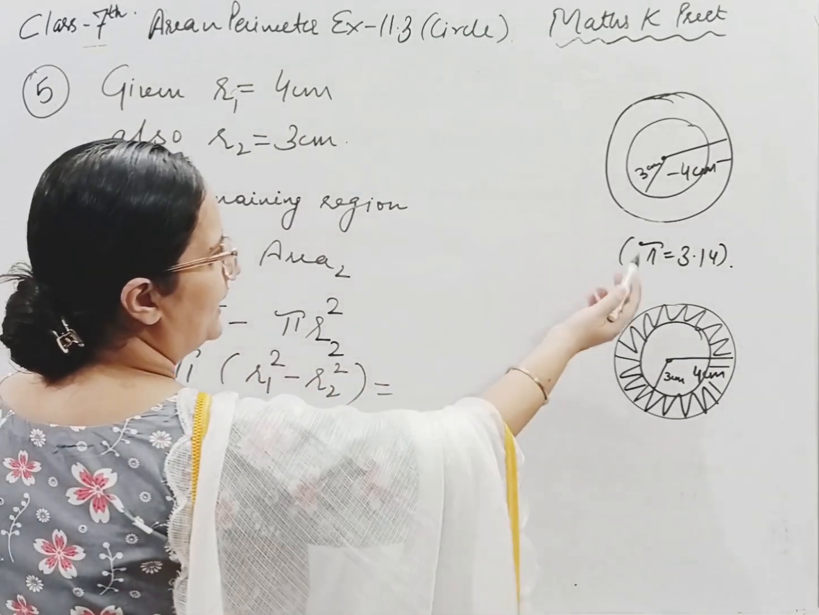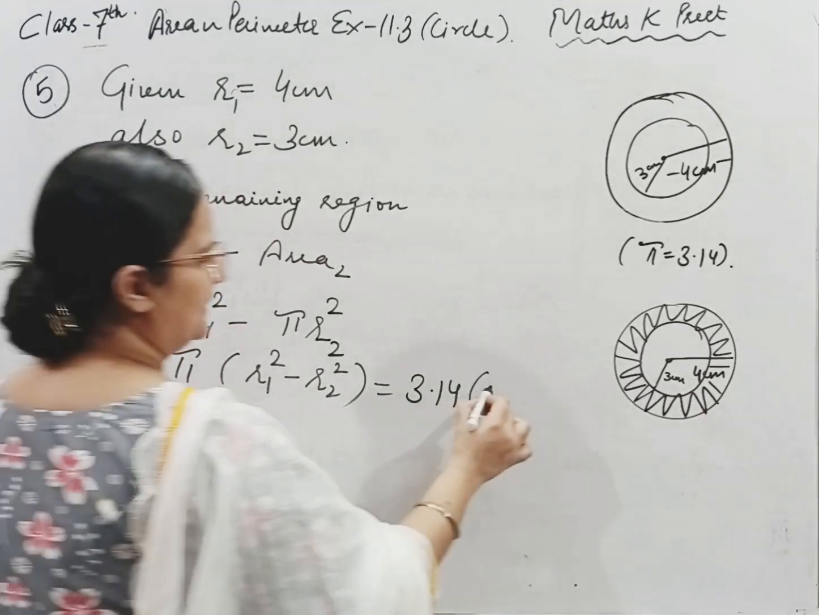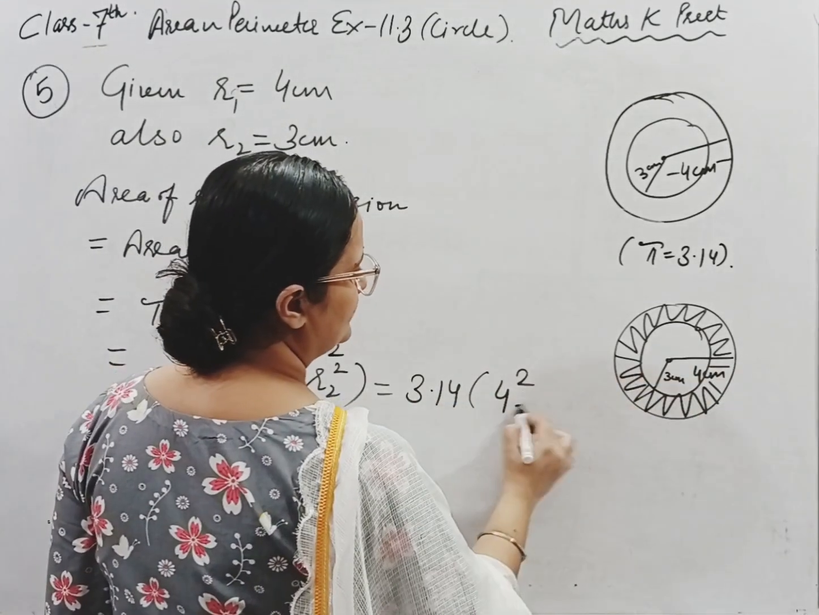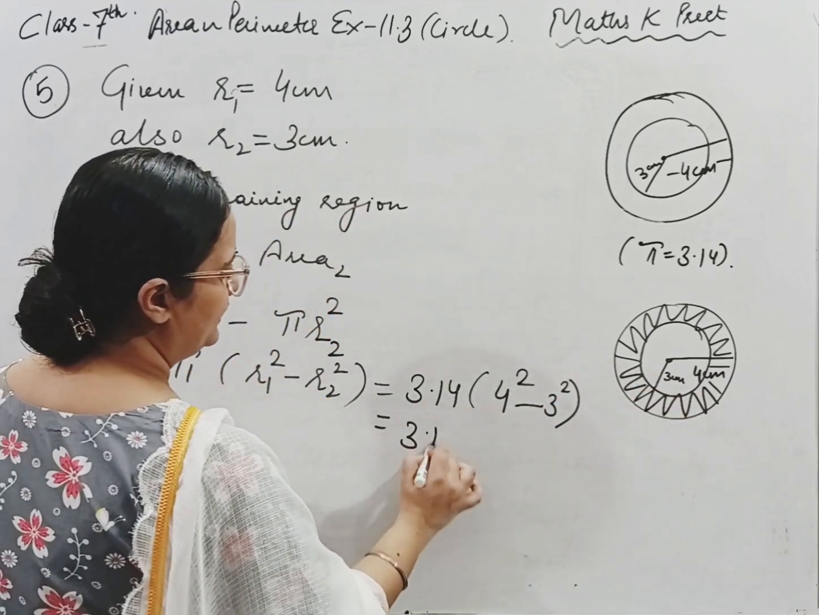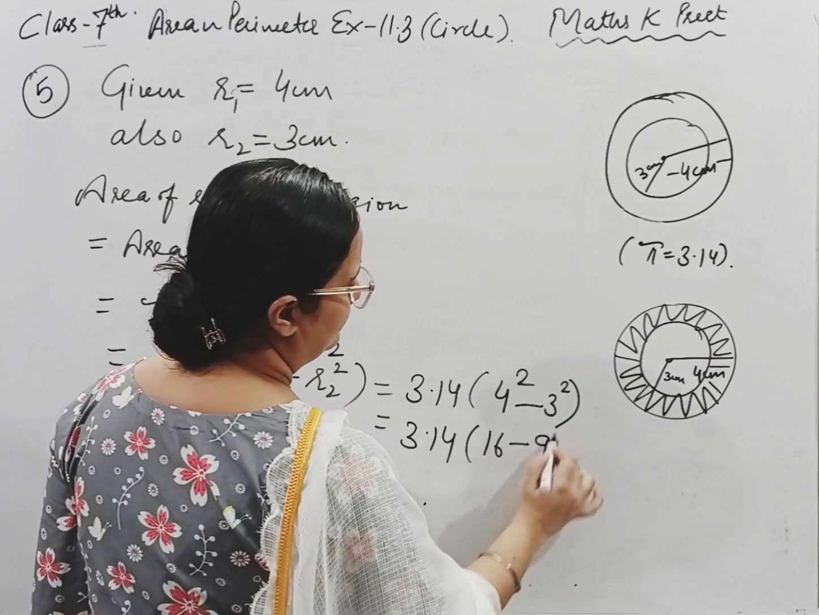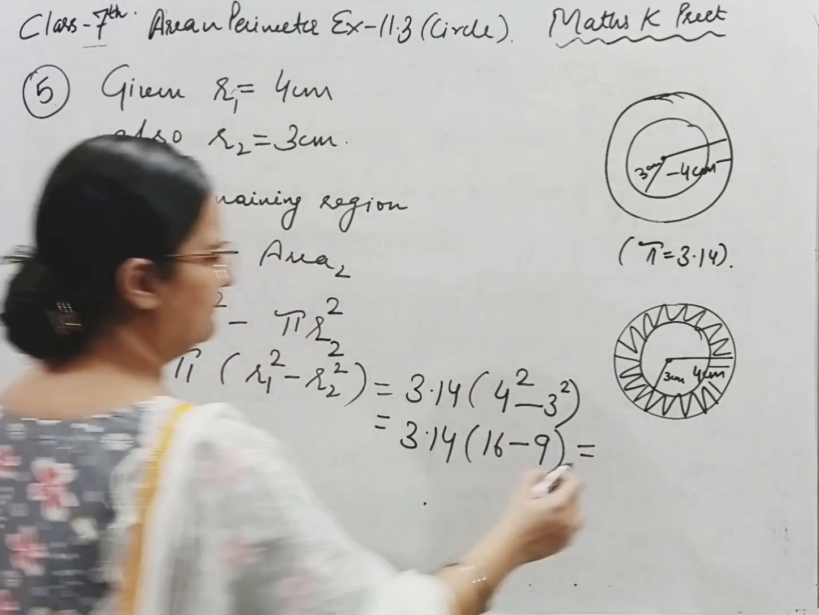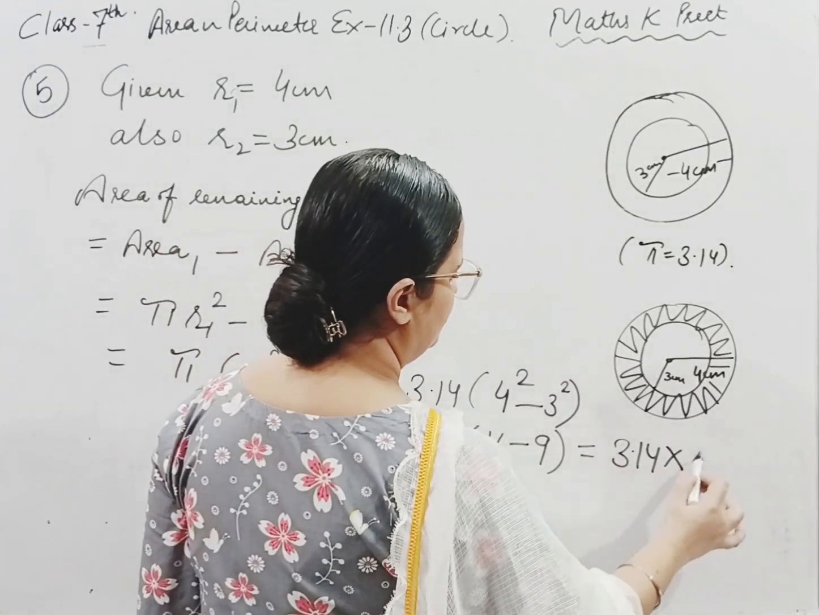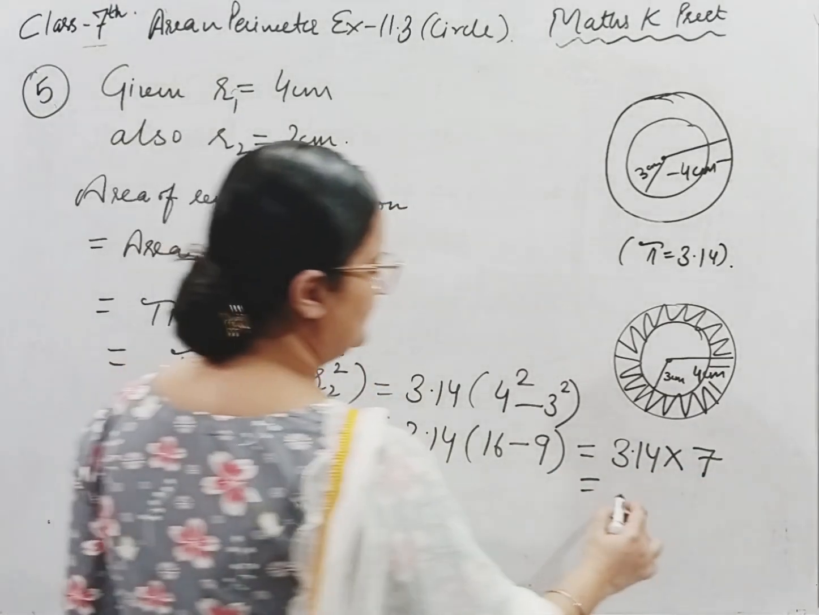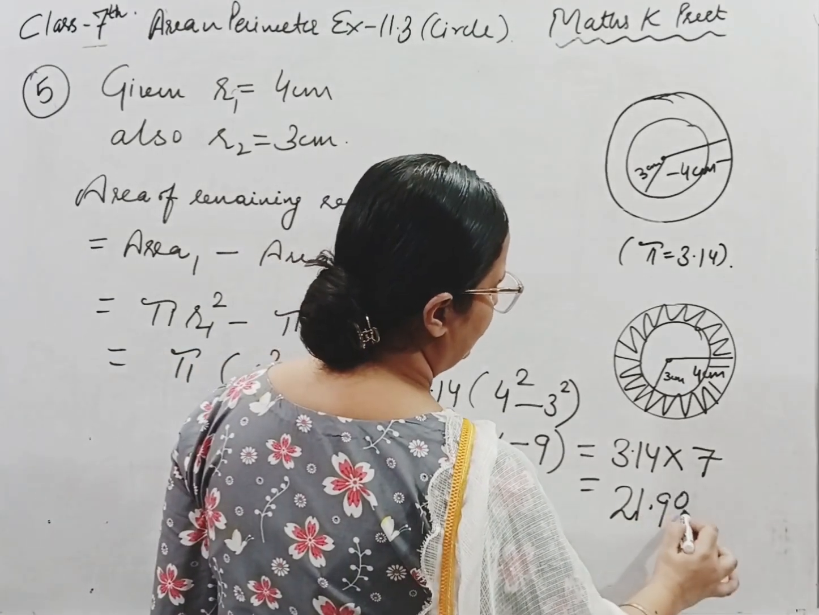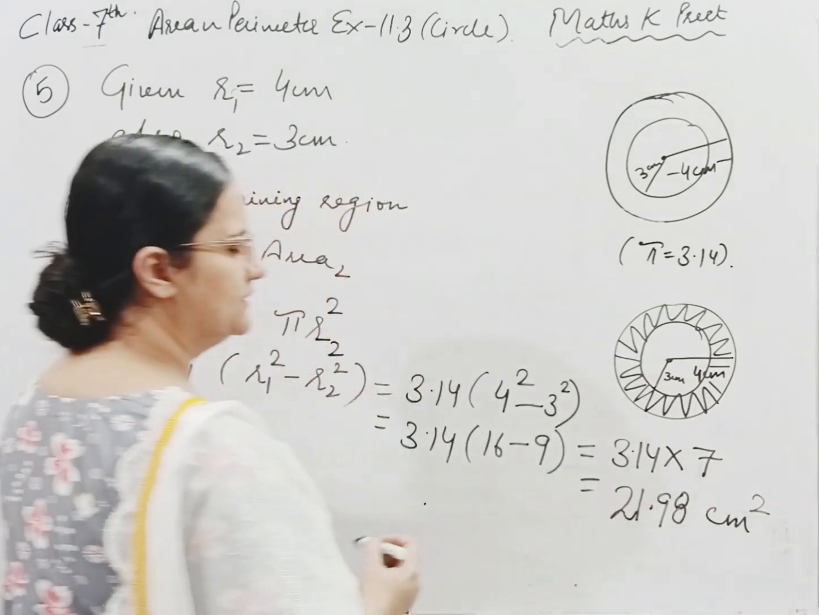So what is the value of pi? I have to take 3.14 as the value. What is the value for r1? It is 4 square. This is 4 square minus 3 square. So this will be equals to 3.14, 16 minus 9. So this will be equals to 3.14 into 7. So after multiplying, we will get our answer as 21.98. Unit was centimeter, so the area will be in centimeter square.